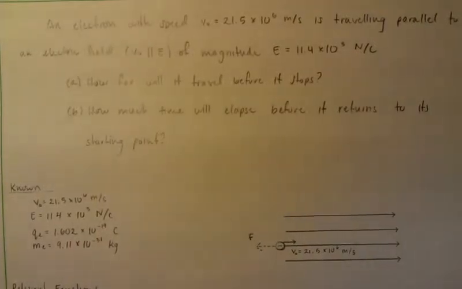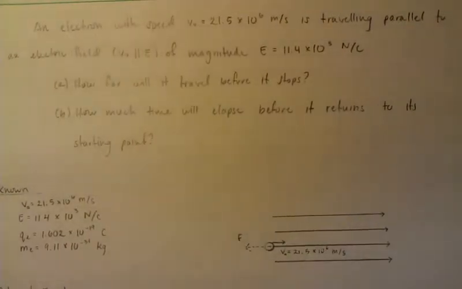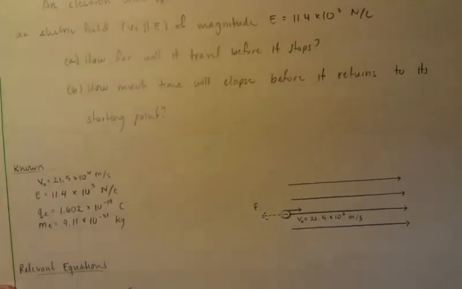An electron with an initial speed of 21.5 times 10 to the 6 meters per second is traveling parallel to an electric field of magnitude 11.4 times 10 to the third newtons per coulomb. In this video, we will find how far will it travel before it stops and how much time will elapse before it returns to its starting point.